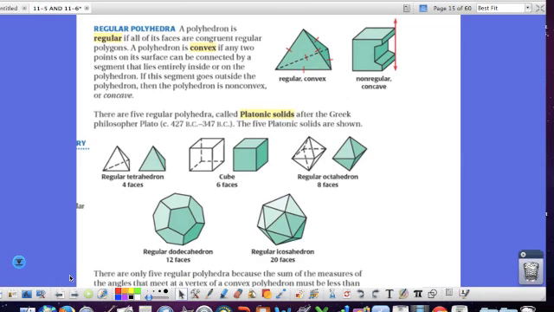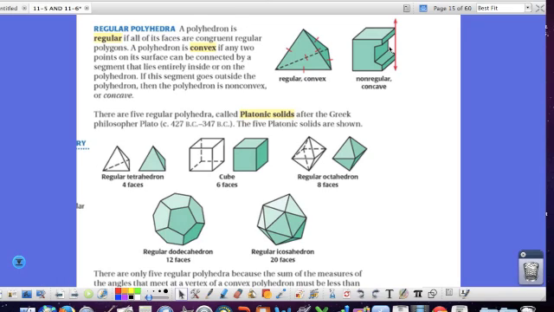We're also going to talk about regular polyhedra. A polyhedron is regular if all of its faces are congruent regular polygons. A polyhedron is convex if any 2 points on its surface can be connected by a segment that lies entirely inside or on the polyhedron. If this segment goes outside the polyhedron, then the polyhedron is non-convex or concave.